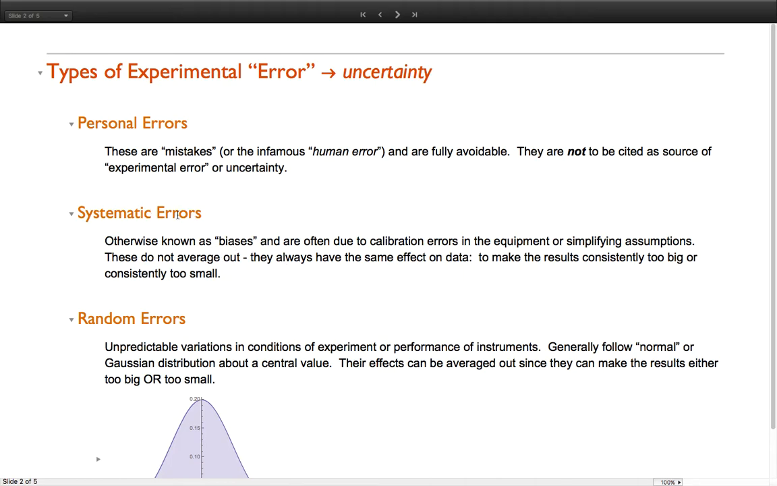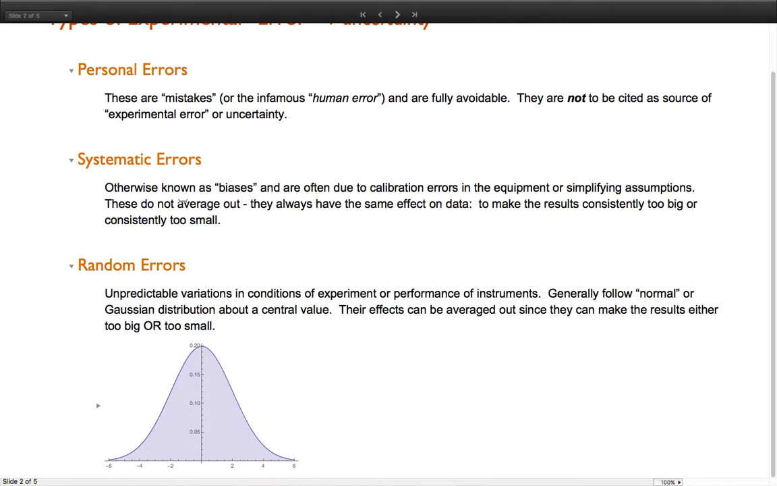The key thing about systematic errors is that you cannot eliminate them by simply making more measurements, because all of the measurements will always be too big. You can't get a measurement that's too small and have it average out with one that's too big, because the effect is always the same. So systematic errors cannot be gotten rid of by simply making more trials. Random errors, on the other hand, can be.